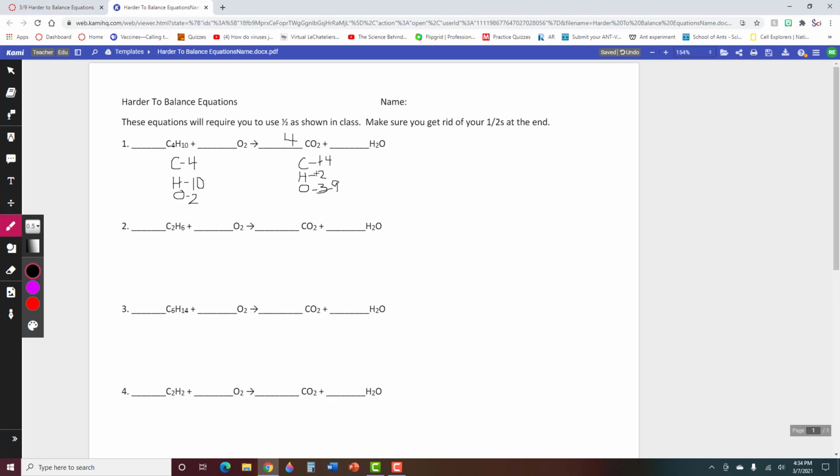Alright, so then the next thing that I can balance here, I could do my H's, so there are 10 over here and 2 over here, so if I had to put a 5 right here, that will give me 10. And then as far as O's go, I have 8 here and 5 here, and so that gives me 8 plus 5, which is 13.